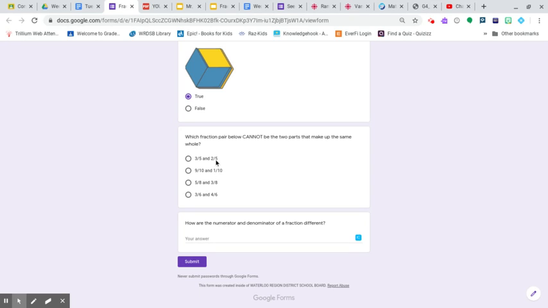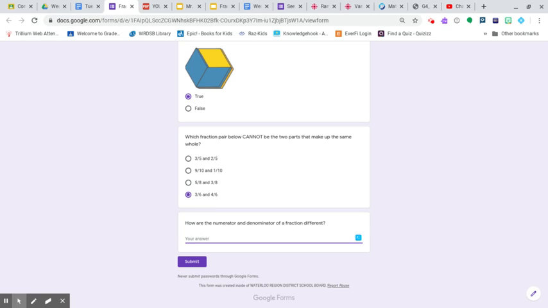Again, 5/5, 10/10, that means it's a whole. Over here, we have 5/8 plus 3/8, which means 8/8. Again, numerator and denominator are the same, so that equals a whole, but you're looking for the one that cannot be the two parts. So 3/6 plus 4/6 is actually 7/6, which is more than a whole. So that's 6/6 plus 1/6, which is 7/6. So a whole and a sixth more. So this is the one that is accurate.